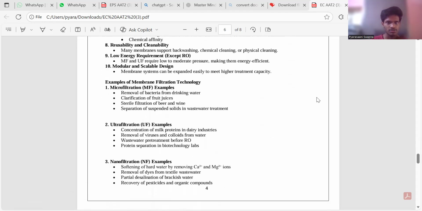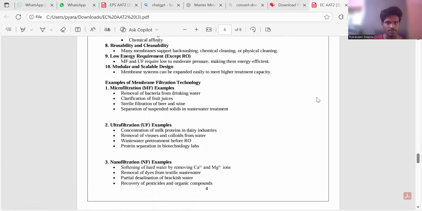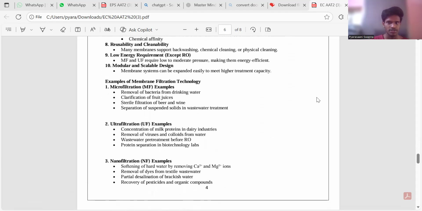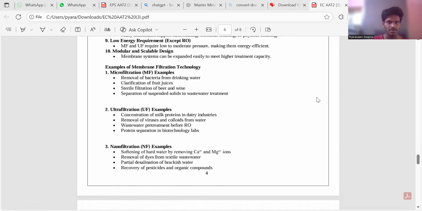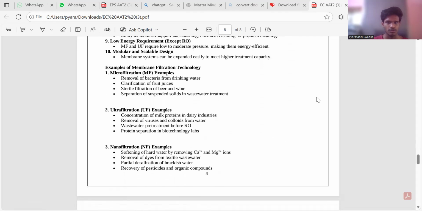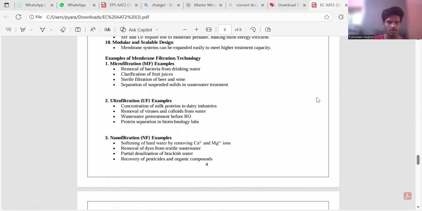Reusability and cleanability: many membranes support backwashing, chemical cleaning, or physical cleaning. Low energy requirement: MF and UF require low to moderate pressure, making them energy efficient. Modular and scalable designs.